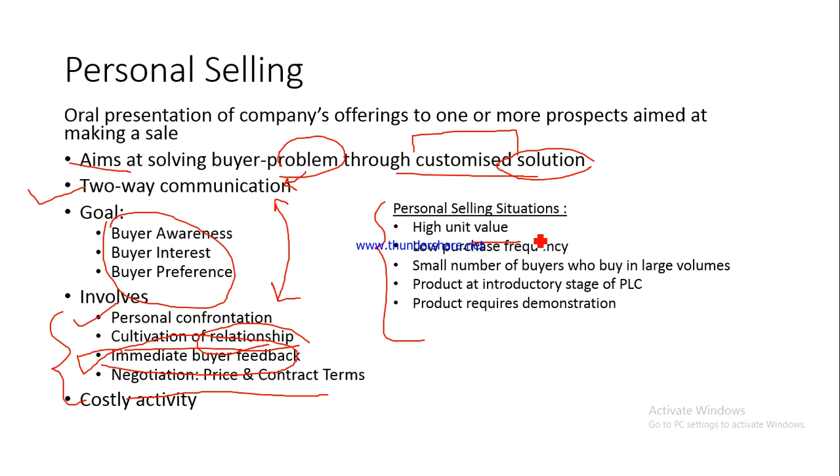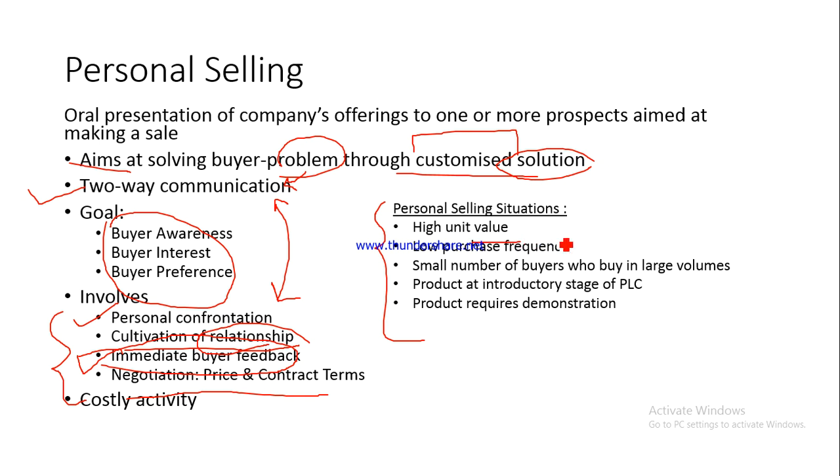Low unit value means the value of one particular unit. But naturally, if you are trying to sell a refrigerator which would cost upwards of 8,000, 9,000 rupees, or maybe you are selling a car, or a refrigerator or an industrial generator, in these cases you can go for personal selling situations, because in each of these situations the unit value is very, very high.